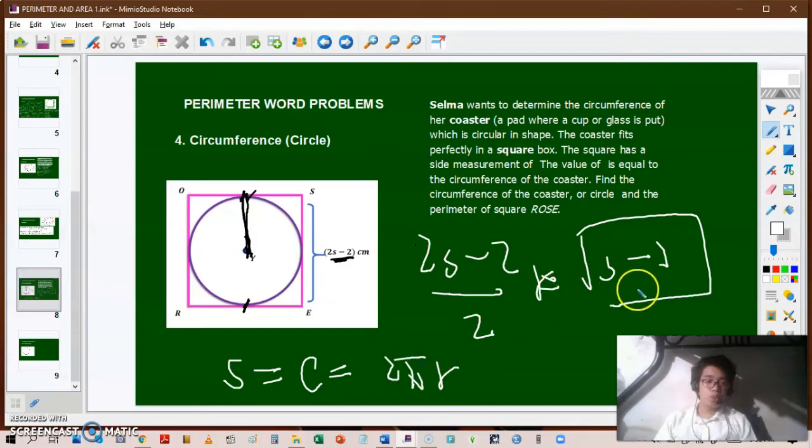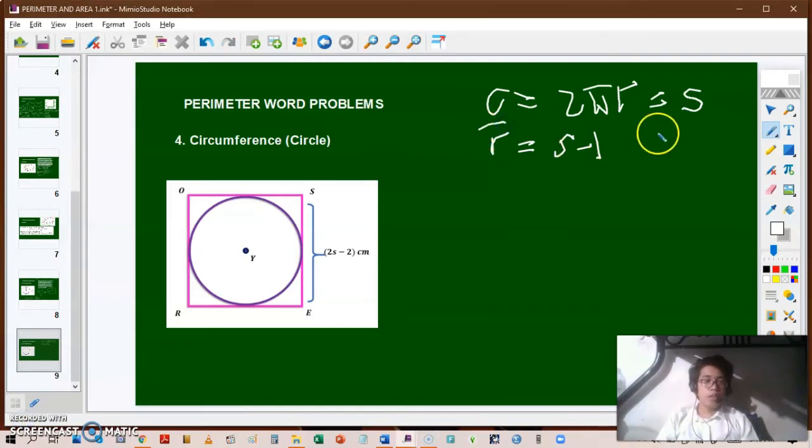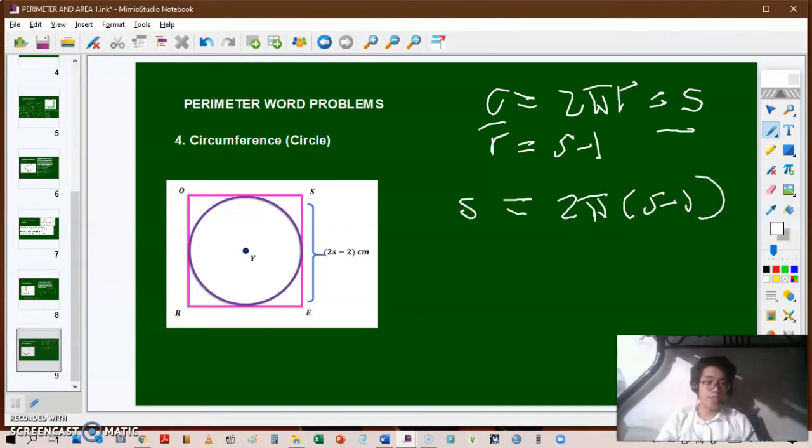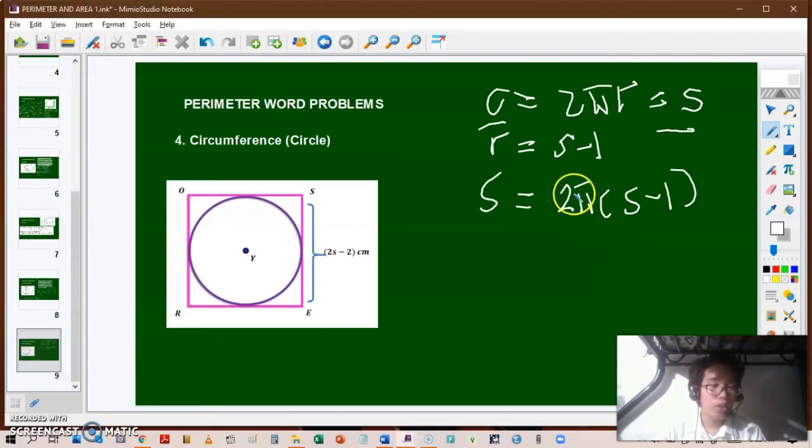Then we can simply substitute this formula. Since s is equal to c, then we can equate that s is equal to 2 pi r. And what's our r here? That's s minus 1. And therefore, we can now solve for the value of s. So now we have the formula s is equal to 2 pi times s minus 1. Then we distribute 2 pi to the terms here. So that's going to be s is equal to 2 pi s minus 2 pi.